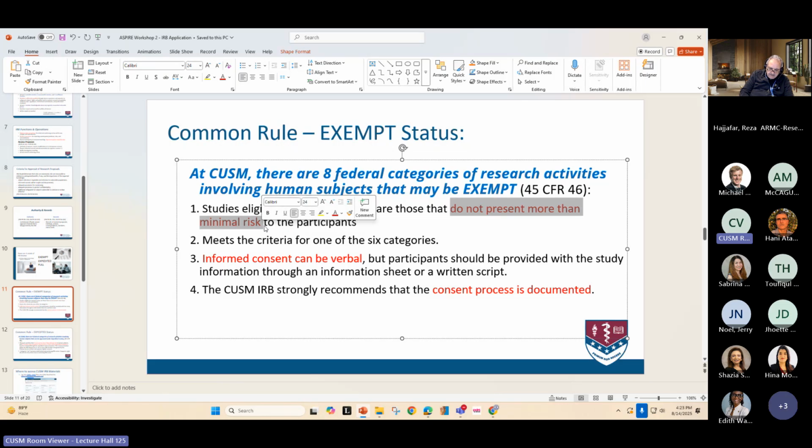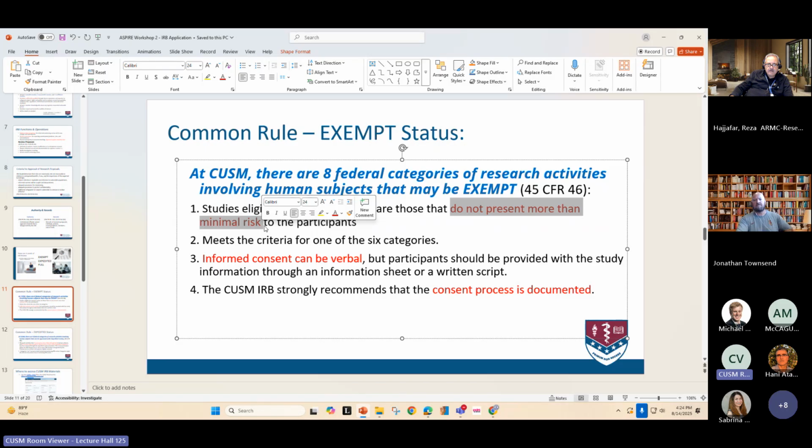And typically for exempt protocols, that's where things like confidentiality come in, you're securing confidentiality either by de-identifying data or locking a linking sheet between the identity of the person and their responses in a locked file cabinet in which only the principal investigator has the key.